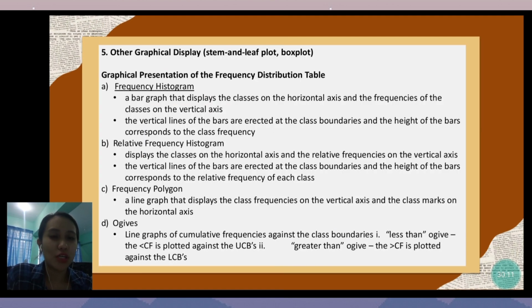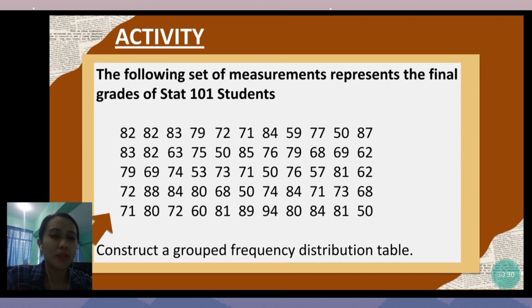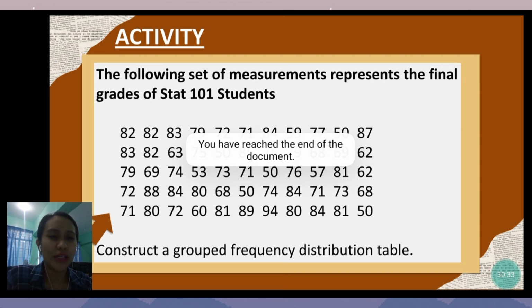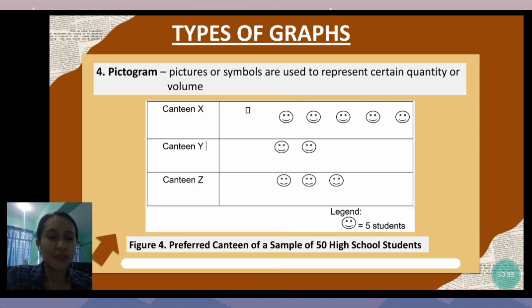So these are other types of graphs in relation to the frequency distribution table earlier. Once you're able to construct the FDT, you can also present the information in a tabular or graphical manner. So no need to answer the activity. That's it for this discussion.